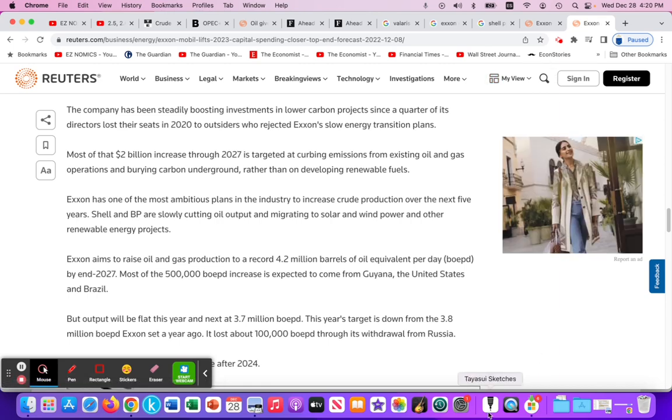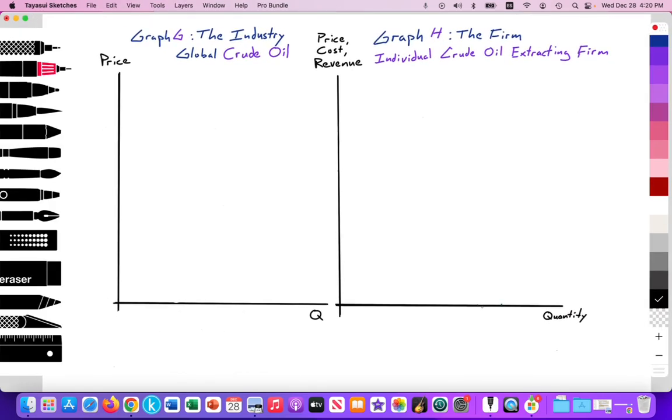So let's go ahead and graph a perfectly competitive market and try to understand the year 2022 and that rise in price in oil from April to May, and then its fall from that point on. So first, we're going to look at graph G. It's the industry, the global market for crude oil. We're measuring the price of crude on the y-axis and the quantity on the x-axis.